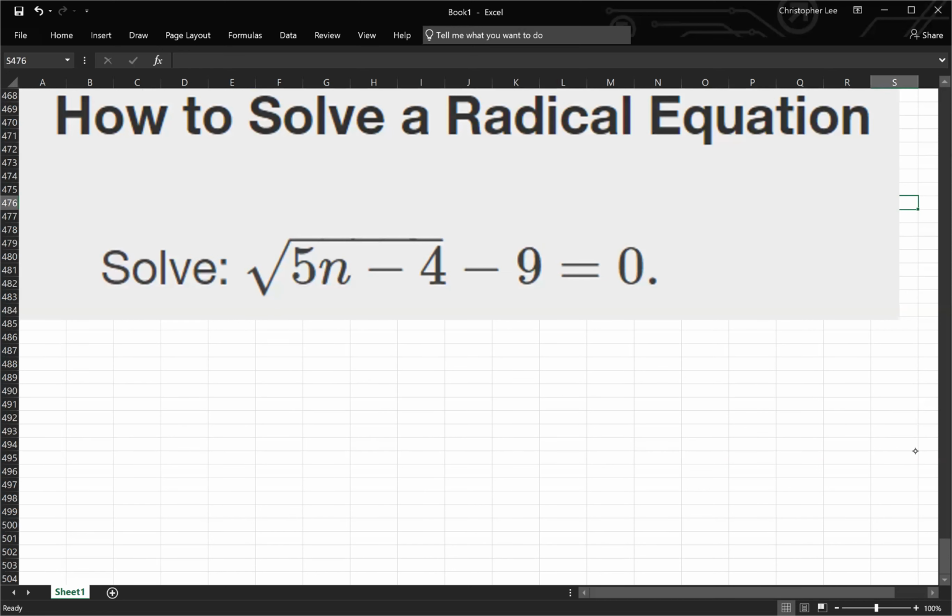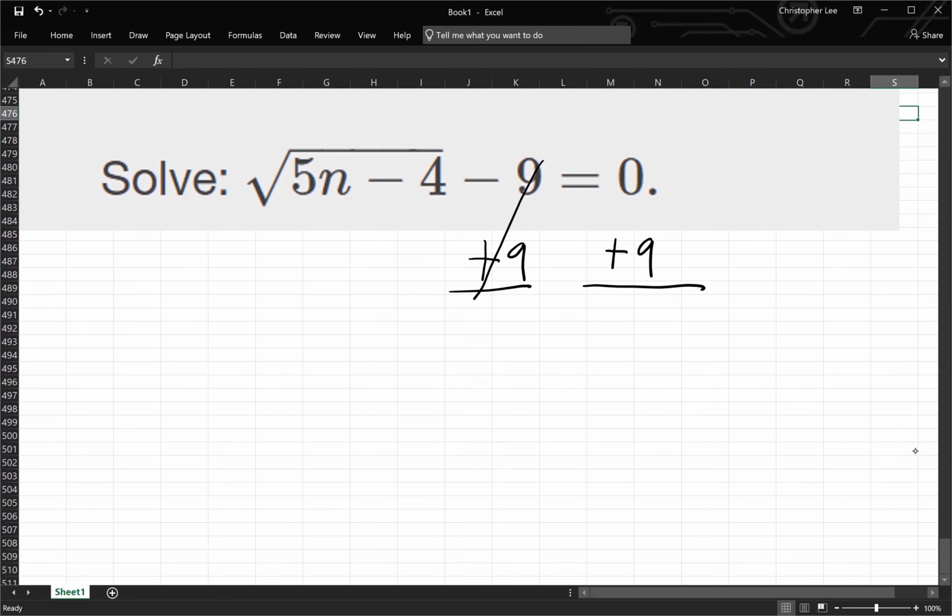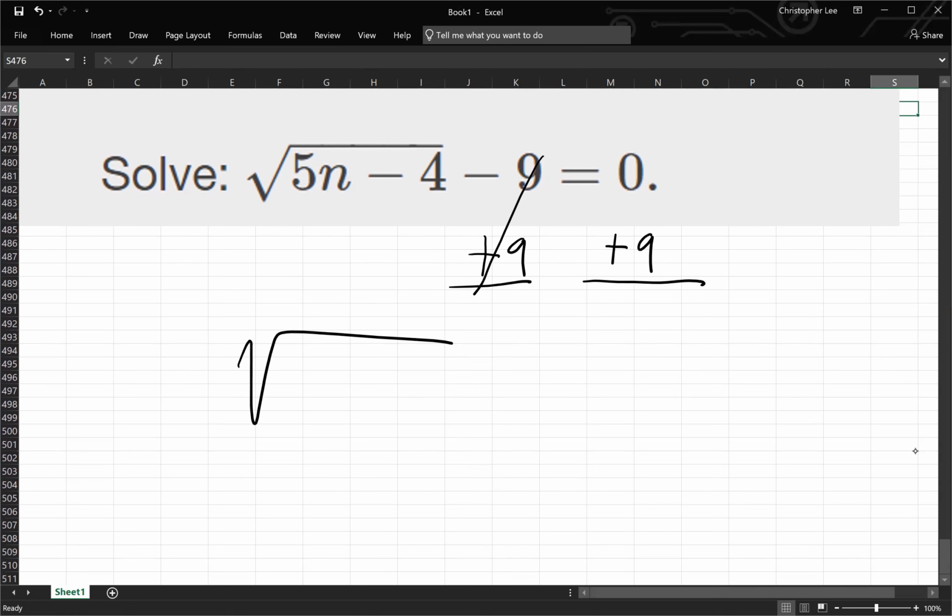Exactly. I'm going to get rid of this -9 by adding 9. But what I do to one side of the equation, I have to do to the other side of the equation. So now what do I have? I have the square root of 5n minus 4 is equal to 9.